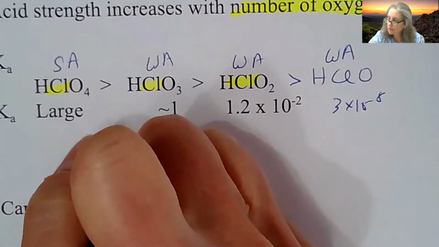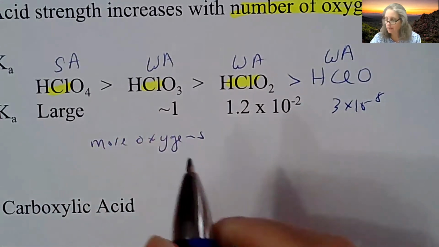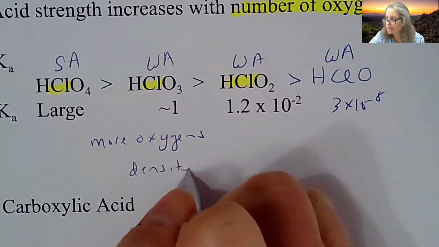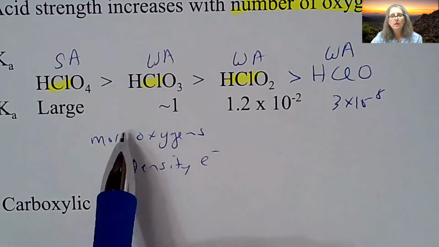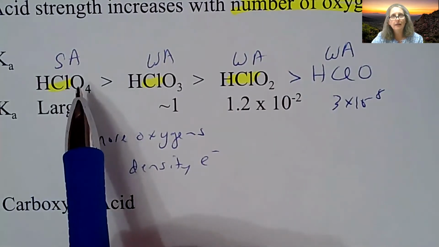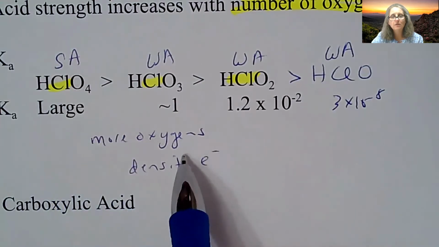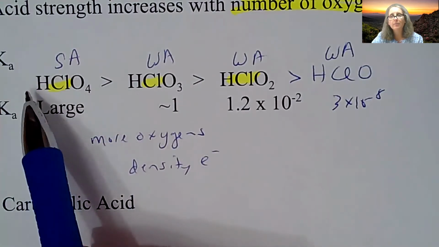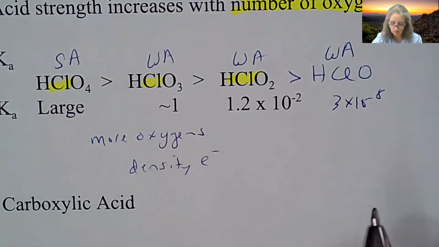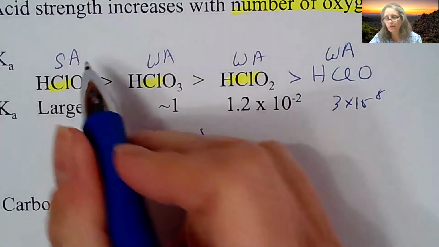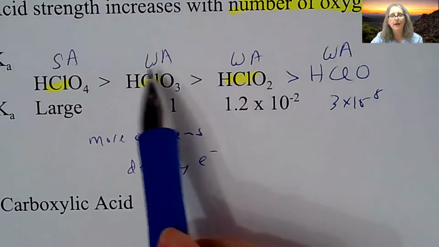So the more oxygens you have in your molecule, the more you have the density of the electrons. So you have a stronger density core. Because the chlorine and that oxygen relationship is going to pull in on those electrons, that hydrogen is going to pop off pretty easily. So the more oxygens you have, the more it's going to increase the likelihood of it being strong, or more chance for the hydrogen to come off.